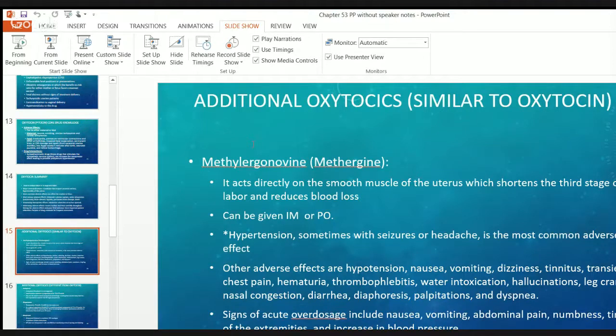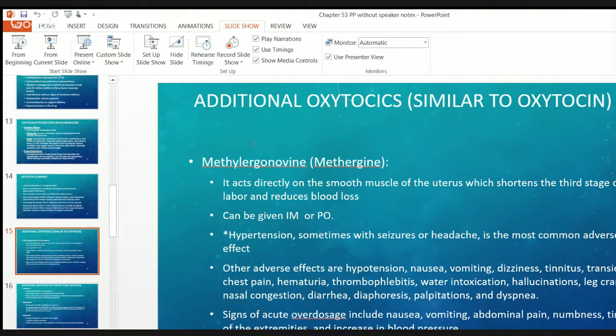Again, you see I have starred here that we do have to use this medication very carefully in a woman who has blood pressure issues. A lot of times, if we feel like she had pregnancy-induced hypertension or was diagnosed as preeclamptic or eclamptic, they will not use Methergine. As we see, hypertension sometimes with seizures or headache is the most common adverse effect. So if that was already a known condition that she had during pregnancy, because the risk is so high, in that case, a lot of times they'll determine that the benefits don't outweigh the risk. So again, we look at her blood pressure, previous history. Methergine is a medication that is not for everyone.